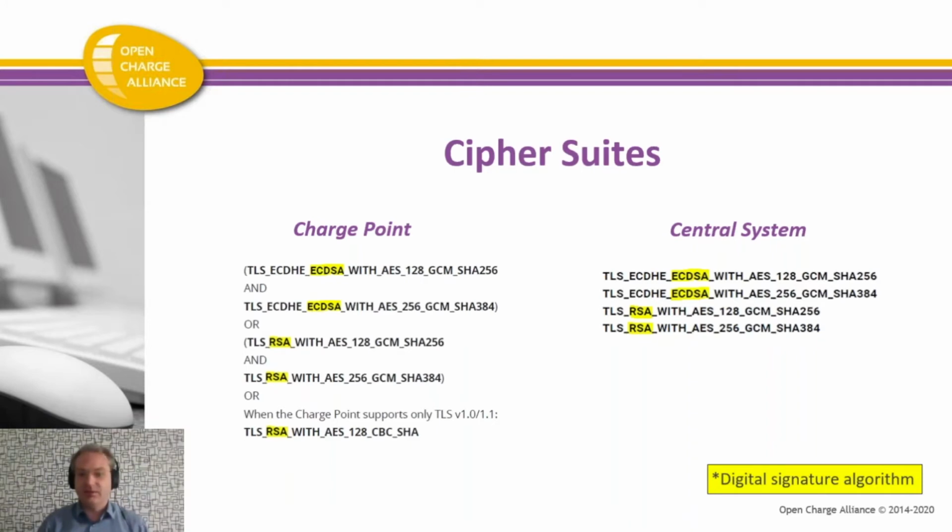Now I marked in yellow the digital signature algorithms. It's good to notice that on the central system side, you have to support 2 different digital signature algorithms that are used for sending digital signatures, which also results in 2 different certificates. So on the central system side, you will have to have 2 types of certificates. On the charge point, you have to have at least one of the 2 to be able to connect over TLS.